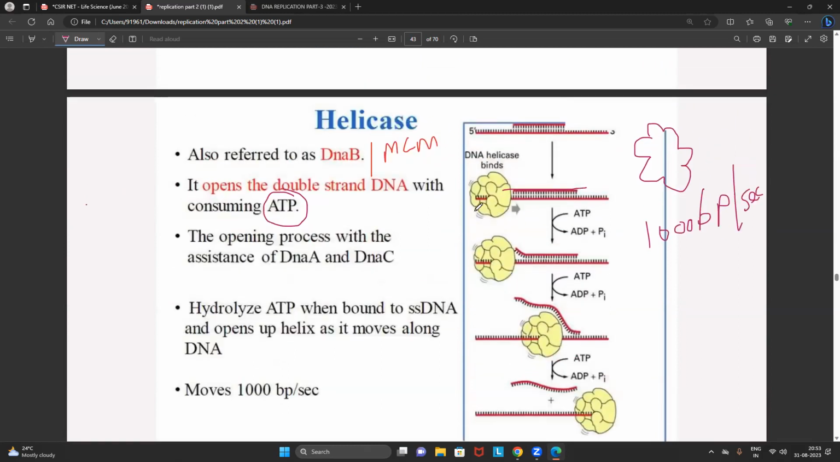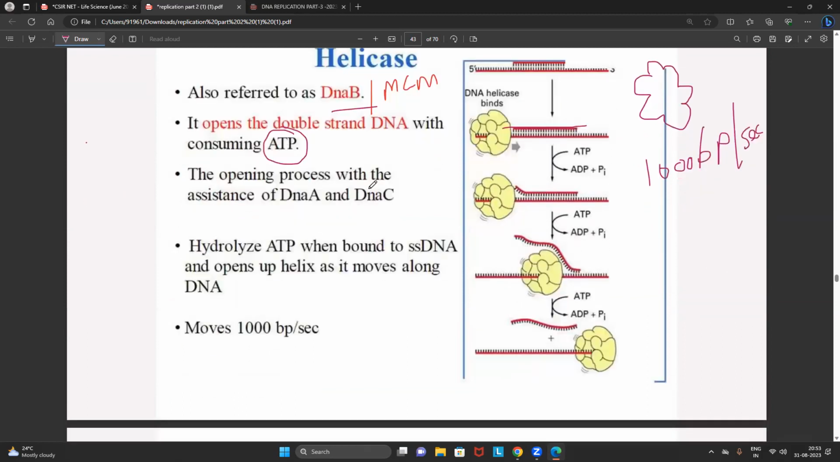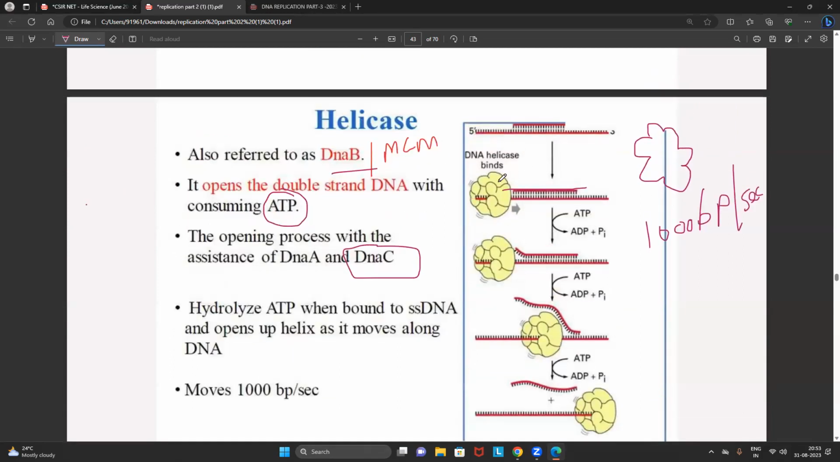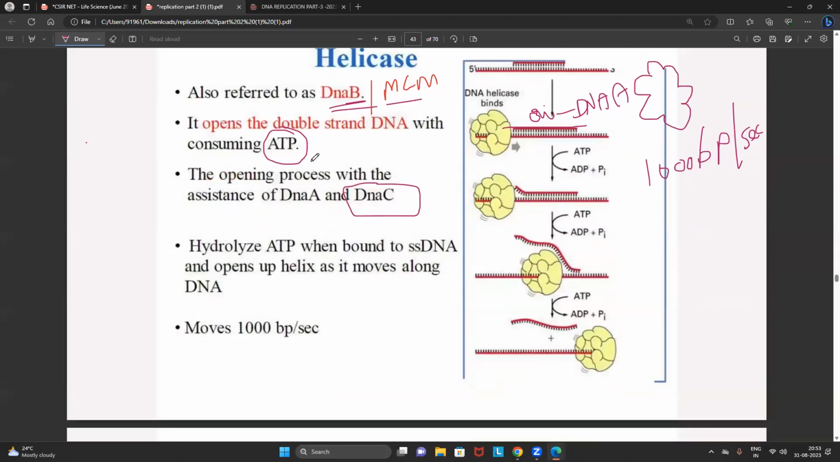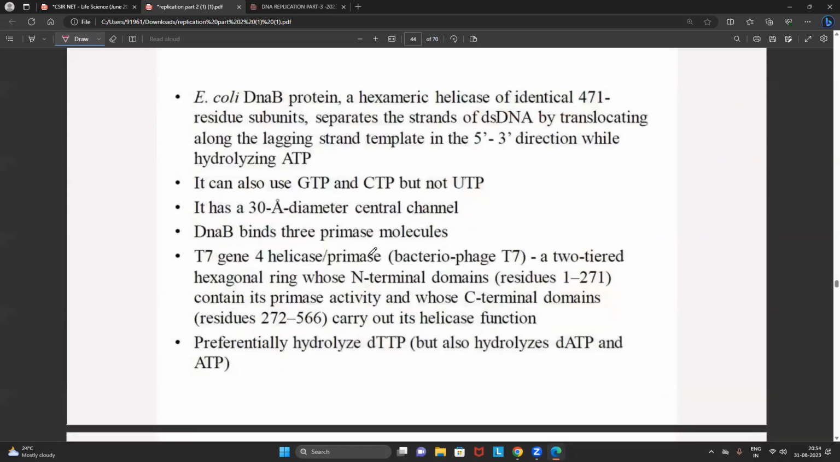Now friends, this DNA B or helicase is continuously guided and monitored by the DNA C. Always remember that point. And from where will the DNA B start opening the double-stranded DNA? From the origin. Who will recognize the origin? Undoubtedly DNA A. So my point is that if the DNA B or the helicase wants to work, it compulsorily requires DNA A and DNA C.